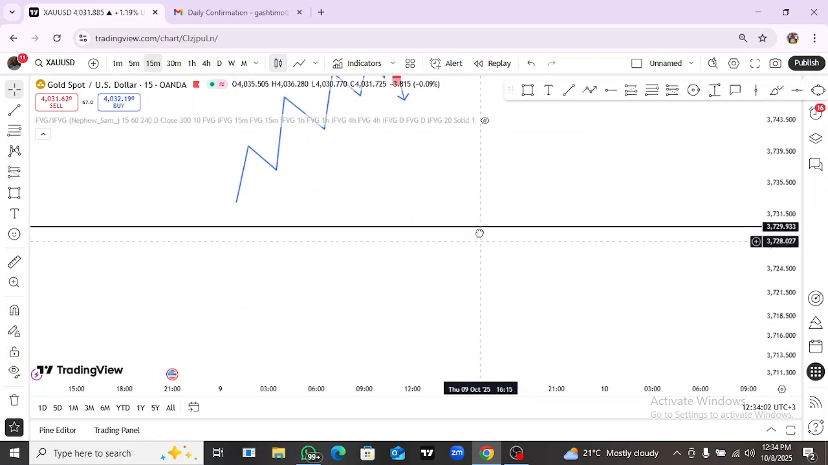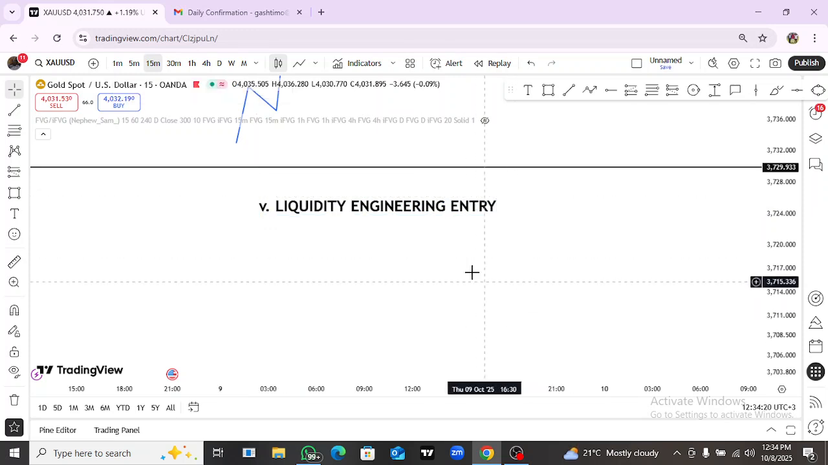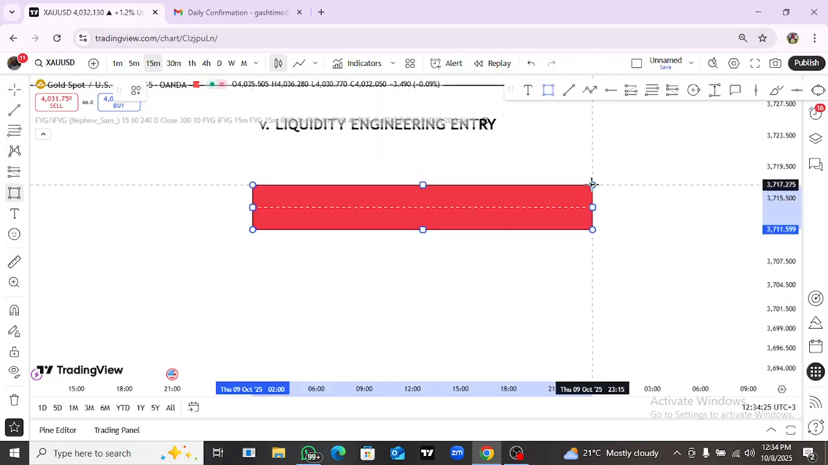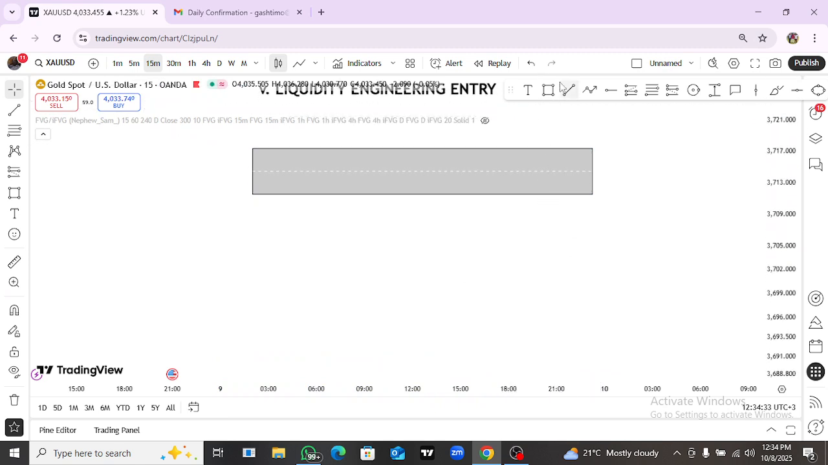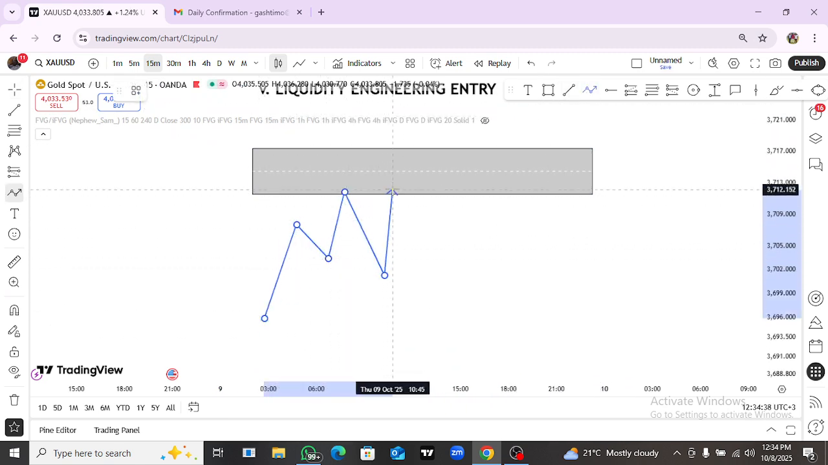Then the last one, we have what we call the liquidity engineering entry. This one is also for the advanced traders. For example, if this is a key level, when price comes now to your area, price pushes, taps that zone, then comes back again.